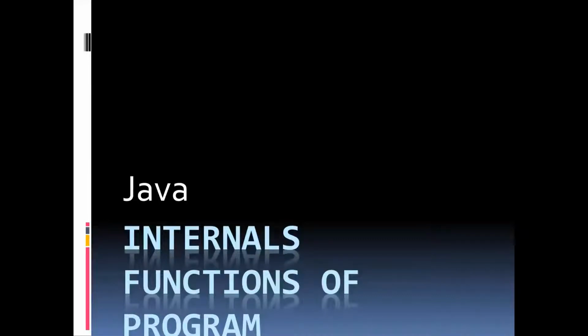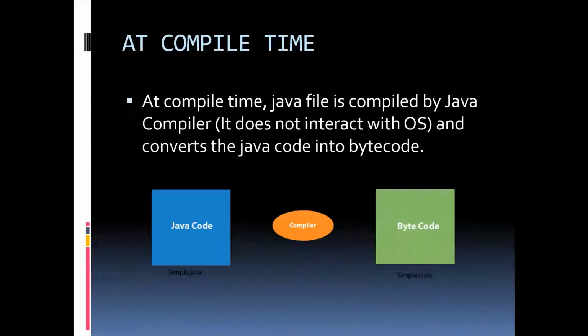Now, see here at compile time. Compilation means it converts a high level language into machine level language, machine code. In a similar way, compile time means it converts the Java code into bytecode. We know that Java is a high level language. Here the Java code would be converted into the bytecode.